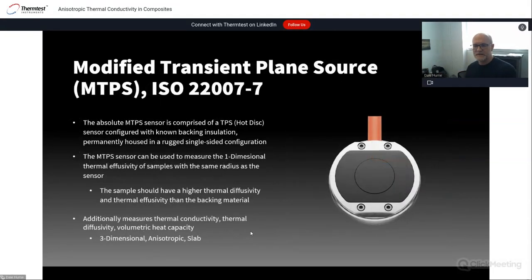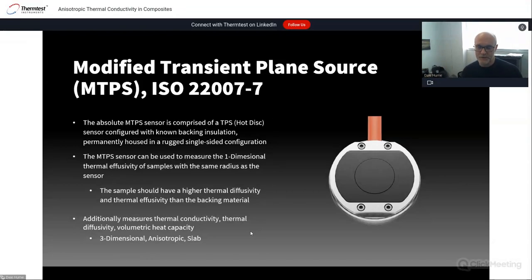So again, a little slide showing the description of the absolute version of the MTPS sensor. It does follow the ideal theory of the transient plane source described in the original ISO. It is a permanent construction of sensor and insulation, ruggedly constructed to allow ideal measurements in a single-sided fashion. And that has advantages if your sample is large and hard to maneuver. You can place the sensor upside down and right side up.